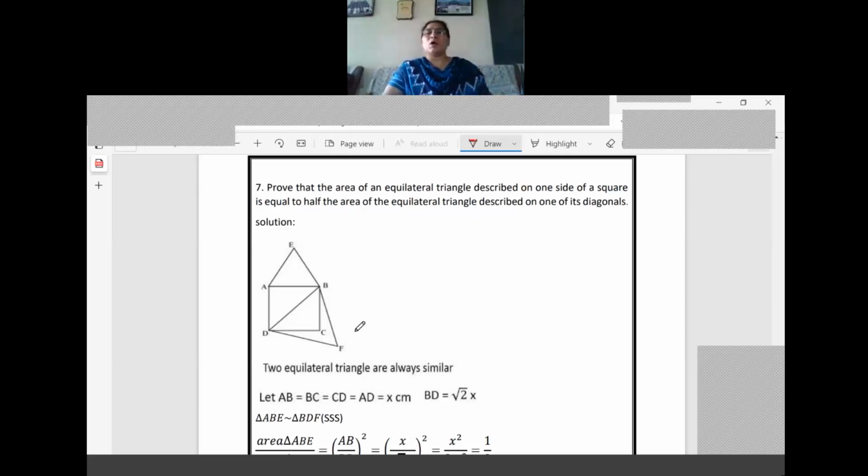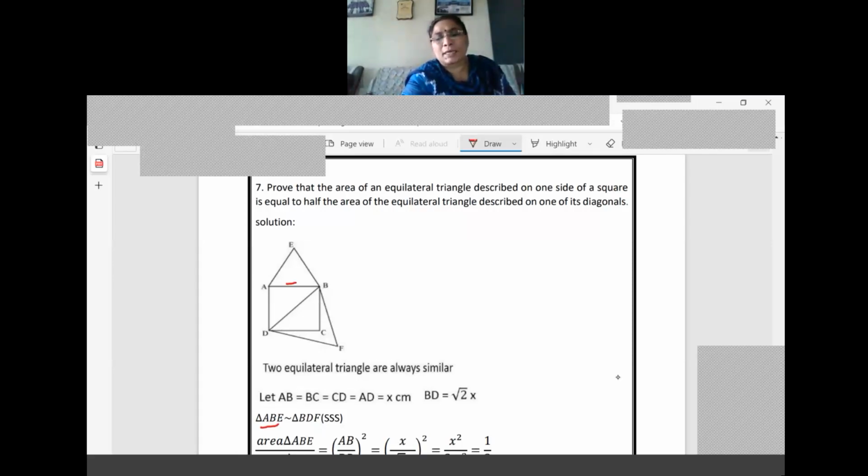What is the difference? One triangle, that is the equilateral triangle AEB, is on the side of the square. But when we are considering BFD, it is on the diagonal of the square. Understood? So we have two triangles. The triangle ABE is on side AB and the triangle BDF is on the diagonal. So the diagonal length of the square we must know.